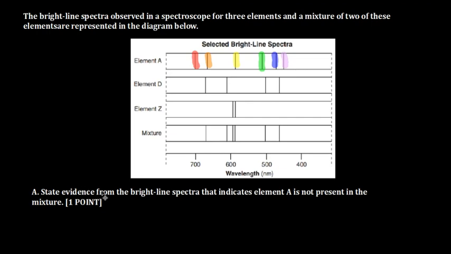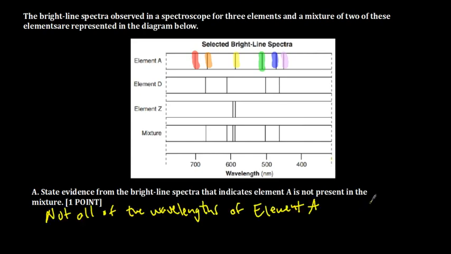Part A, state evidence from the bright line spectra that indicates element A is not present in the mixture. Okay, a couple ways you can do this, but basically, as you take a look at element A, remember that these are like fingerprints for the individual elements. They're unique to each element. And so if we don't see each of those wavelengths of light in our mixture, we know that it can't be present. So not all of the wavelengths of element A are shown in the wavelengths of the mixture.